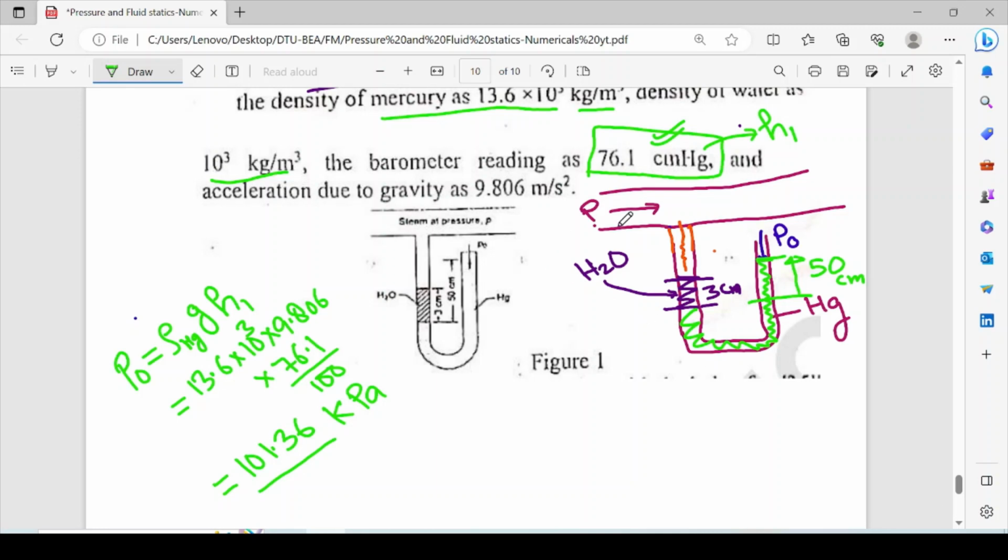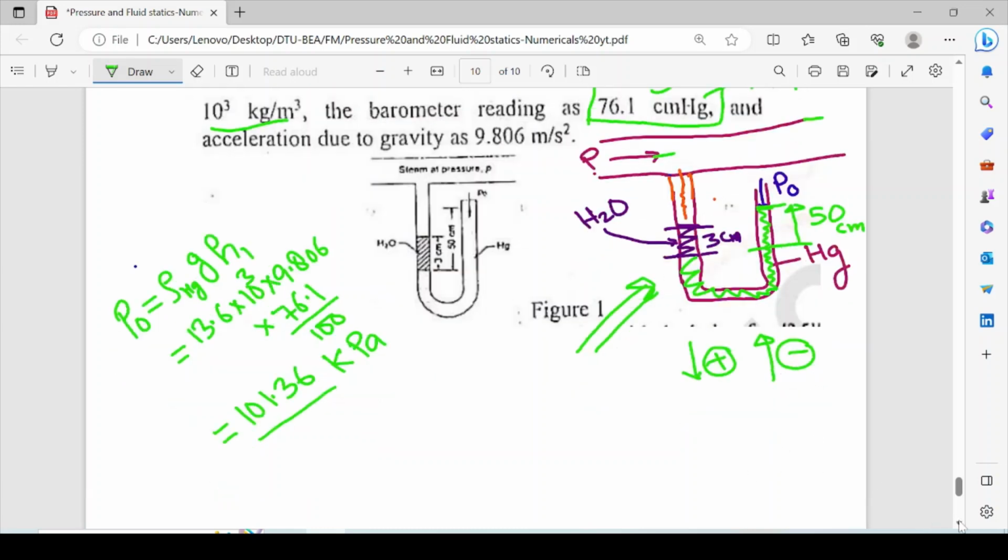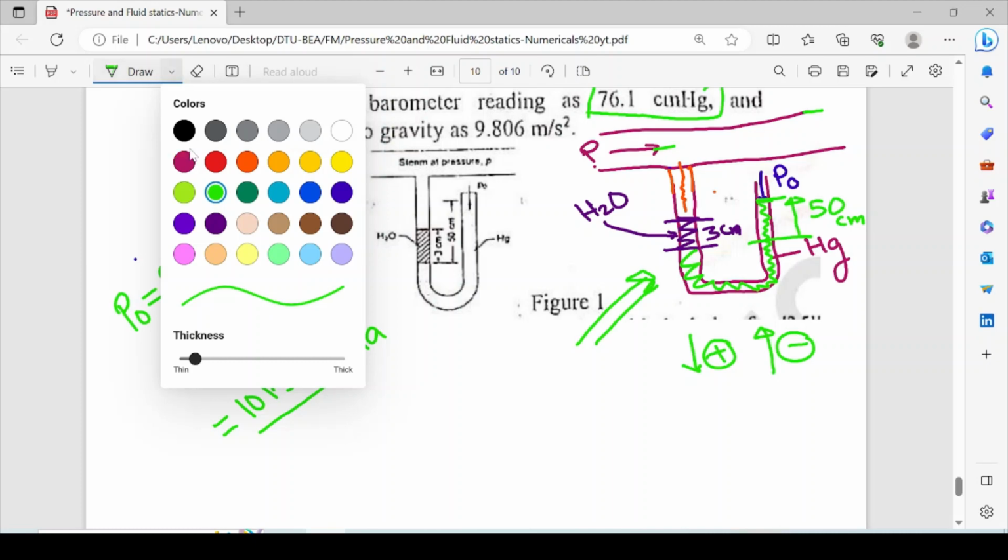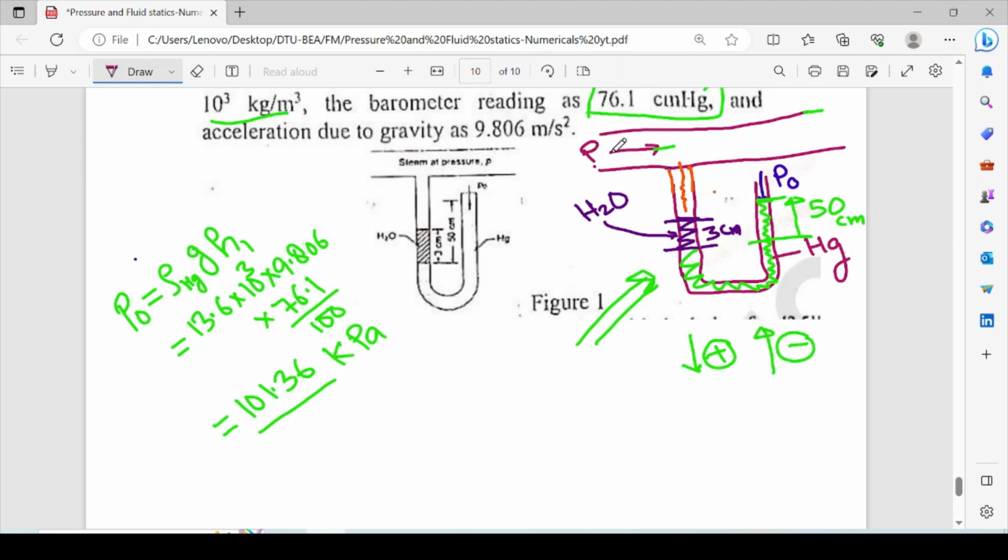Then we will apply the hydrostatic law to this figure. Writing the equation, when moving in the downward direction we take pressure as positive, and moving in the upward direction we take pressure as negative. Applying the equation, first, let's suppose the pressure of steam is P, and moving downward up to this point is the same pressure, neglecting the gravity effect of the gas if not given in the question.